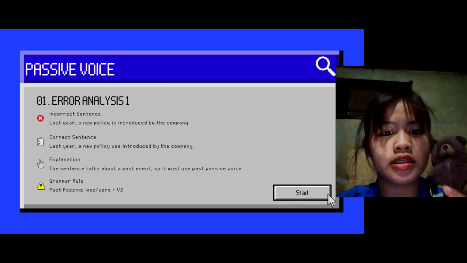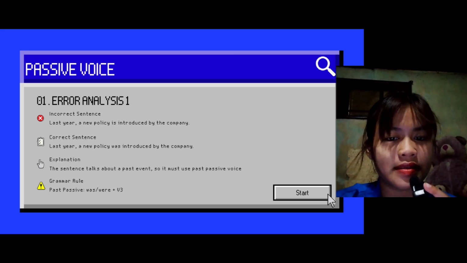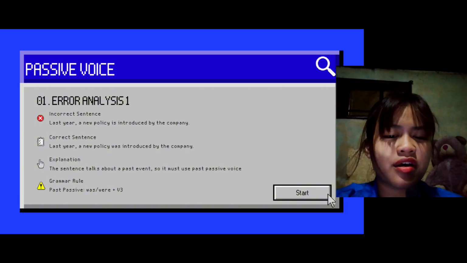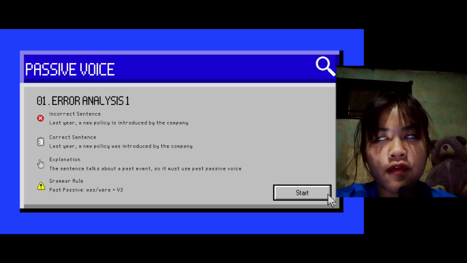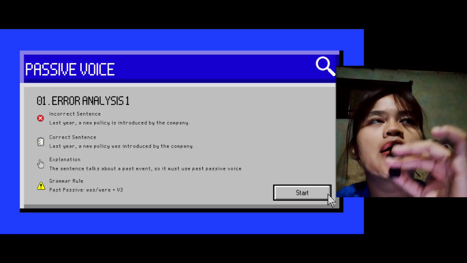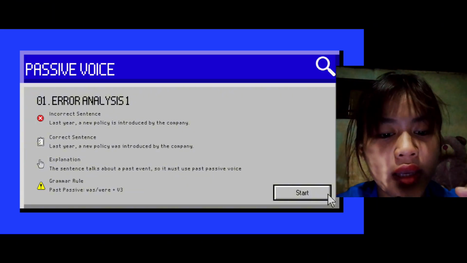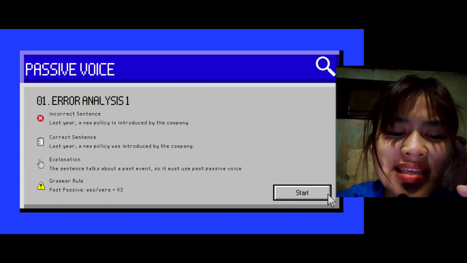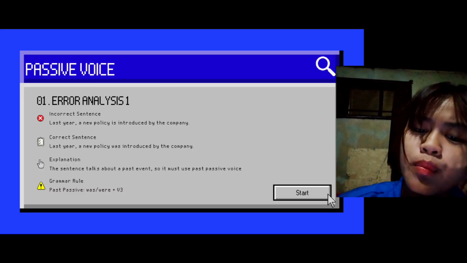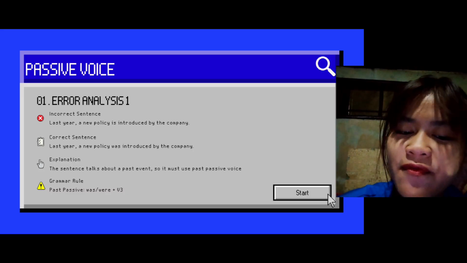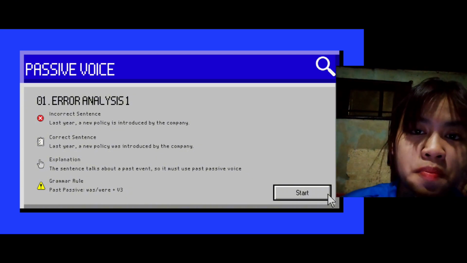So we're going to just get to the analysis. First analysis, incorrect sentence: Last year, a new policy is introduced by the company. For the correct sentence: Last year, a new policy has introduced by the company. Explanation: the sentence talks about a past event, so it must use past passive voice. Grammar rule: past passive, was or were plus verb 3.